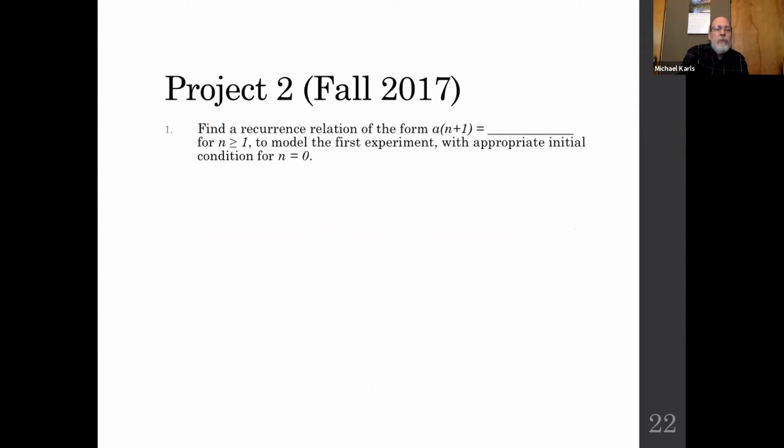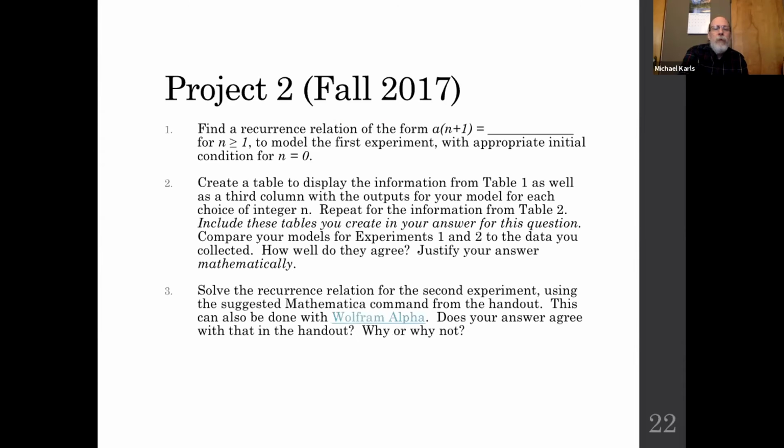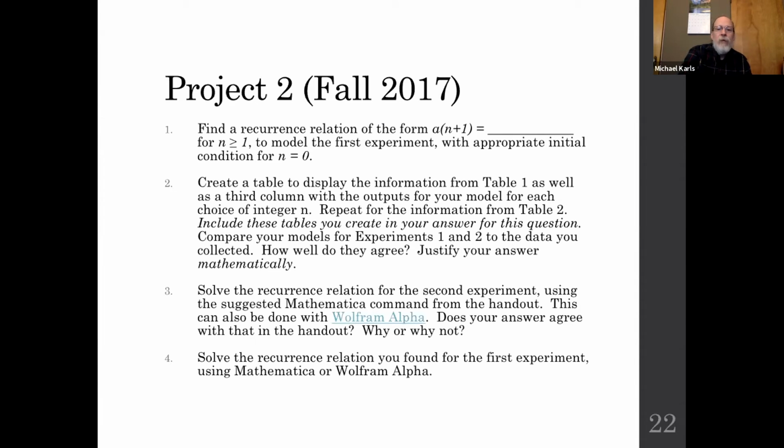So then there was a series of guided instructions to help them work through the project. So we wanted to find a recurrence relation for the first experiment, and then make a table for the information for each experiment, tables 1 and 2. And then compare the model to the data they collected. You could solve using Mathematica, or you could use Wolfram Alpha. That was a suggestion I made. And then the next thing was solve the recurrence relation we found for the first experiment. And again, the stuff in red is what was done in class.